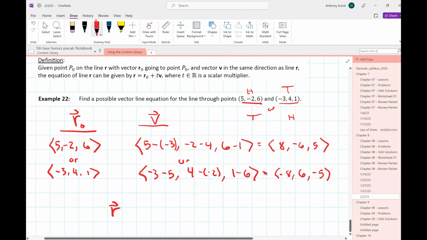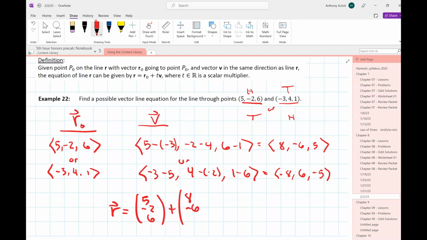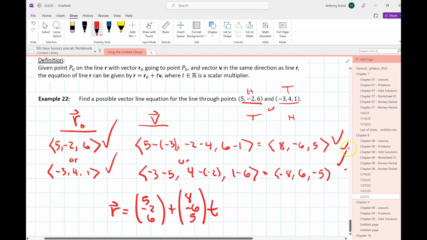So one possible answer, I could write that, and there's actually 4 possible answers based on what we've written here, right? I could pair this one with this one or this one, and I could pair this one with this one or this one. So there's like 4 possible answers just from the information that we wrote down there. You only need one.